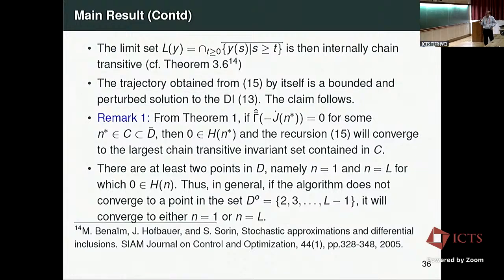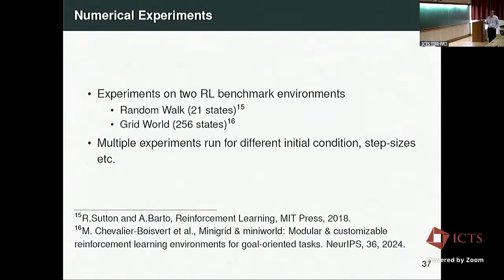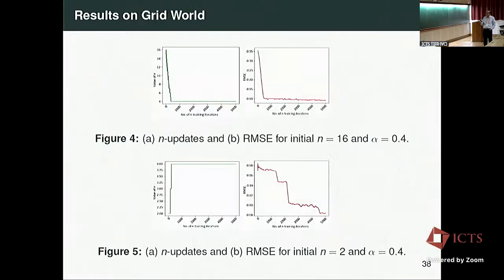I mean, these are again standard results. Well, let me shift focus and then come to some numerical experiments. So what we do is we look at some experiments: one is the random walk on maybe 21 states, and this is again given in Sutton and Barto's book. Then we talk about a grid world experiment involving 256 states. Multiple experiments were done for different initial conditions, step sizes and so on.